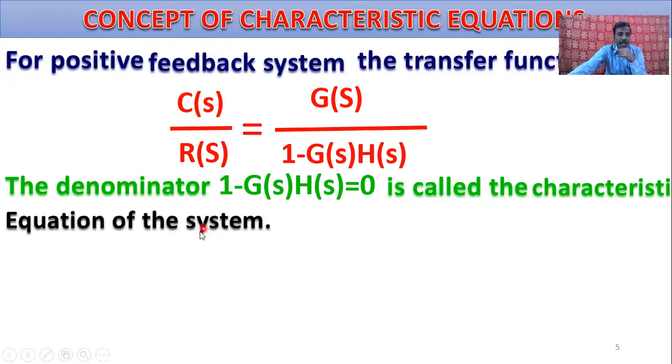the characteristic equation of the system. So 1 - G(s)H(s) is called the characteristic equation. This portion is the characteristic equation. That means the denominator part is called the characteristic equation.